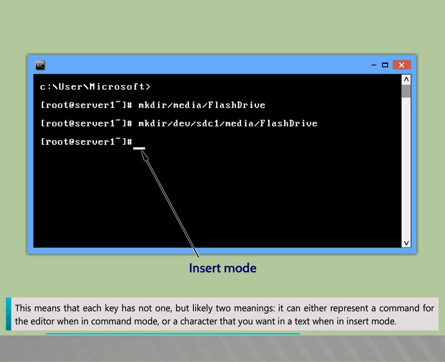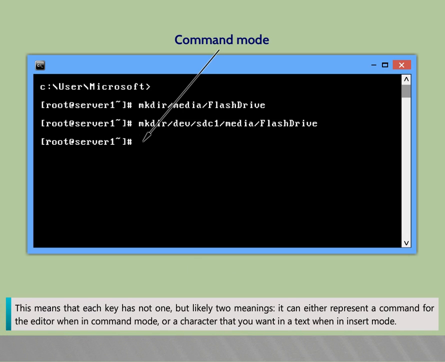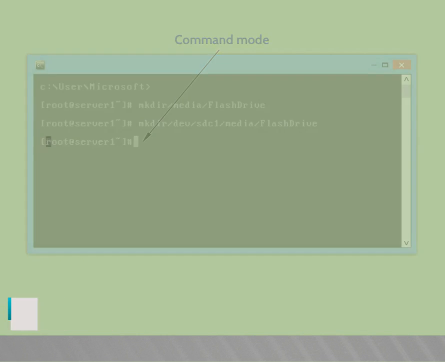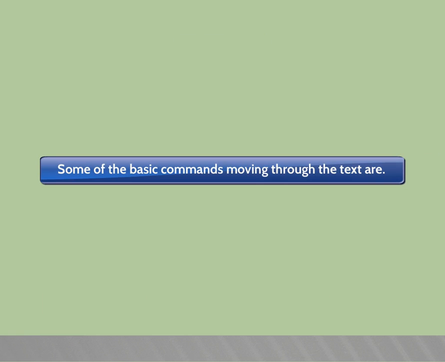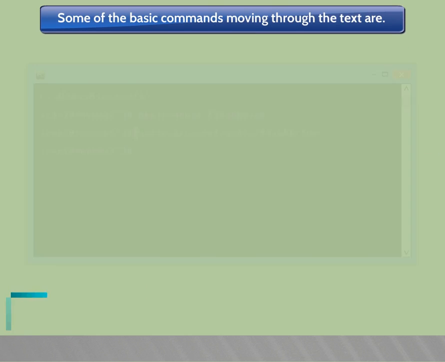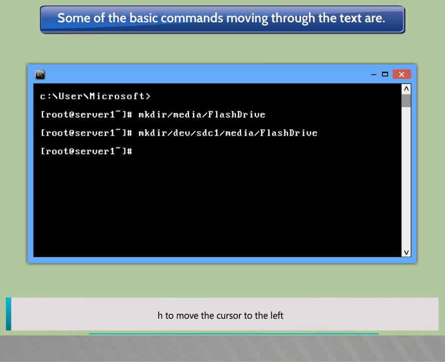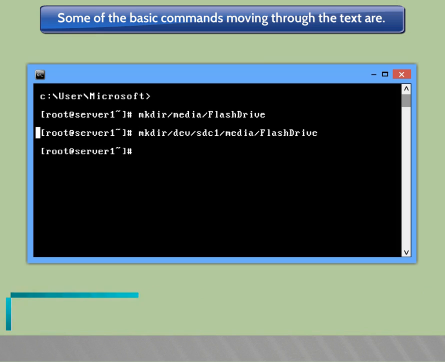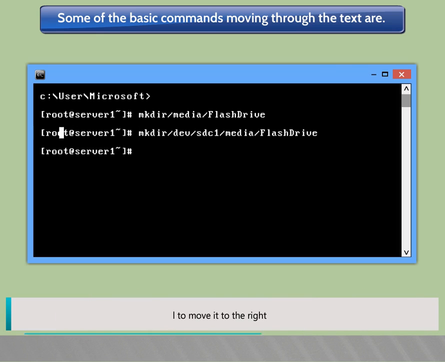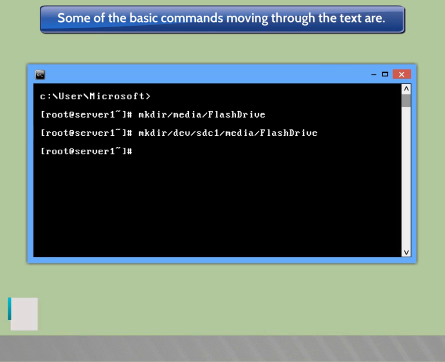This means that each key has not one, but likely two meanings. It can either represent a command for the editor when in command mode, or a character that you want in a text when in insert mode. Some of the basic commands for moving through the text are H to move the cursor to the left, L to move it to the right, K to move up, J to move down.